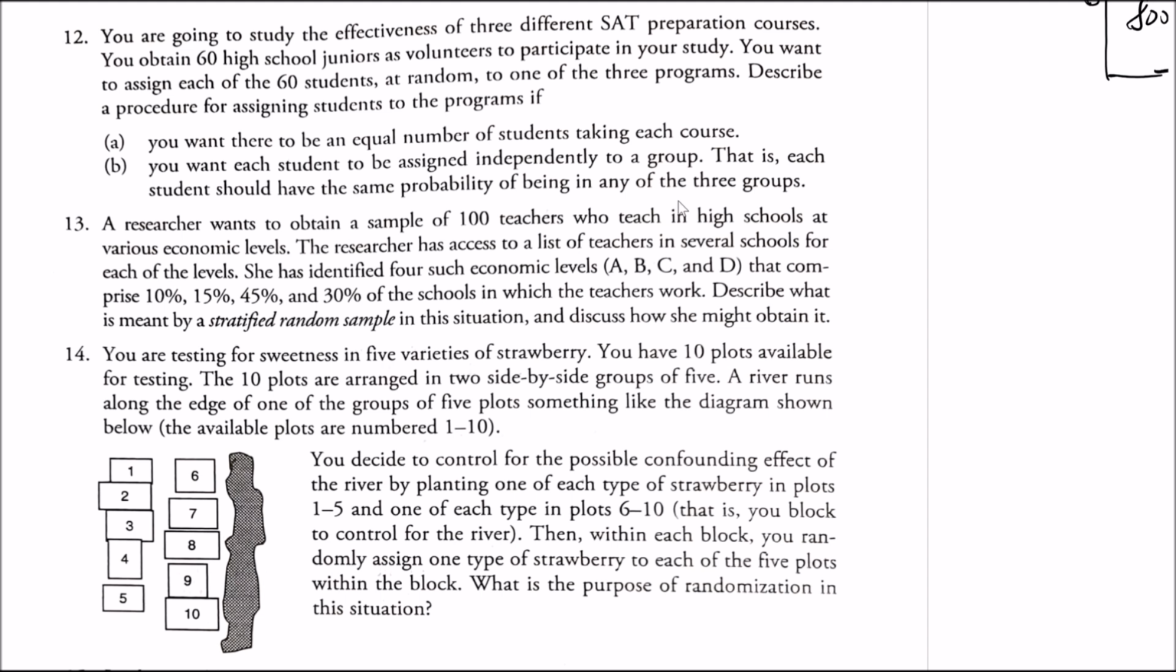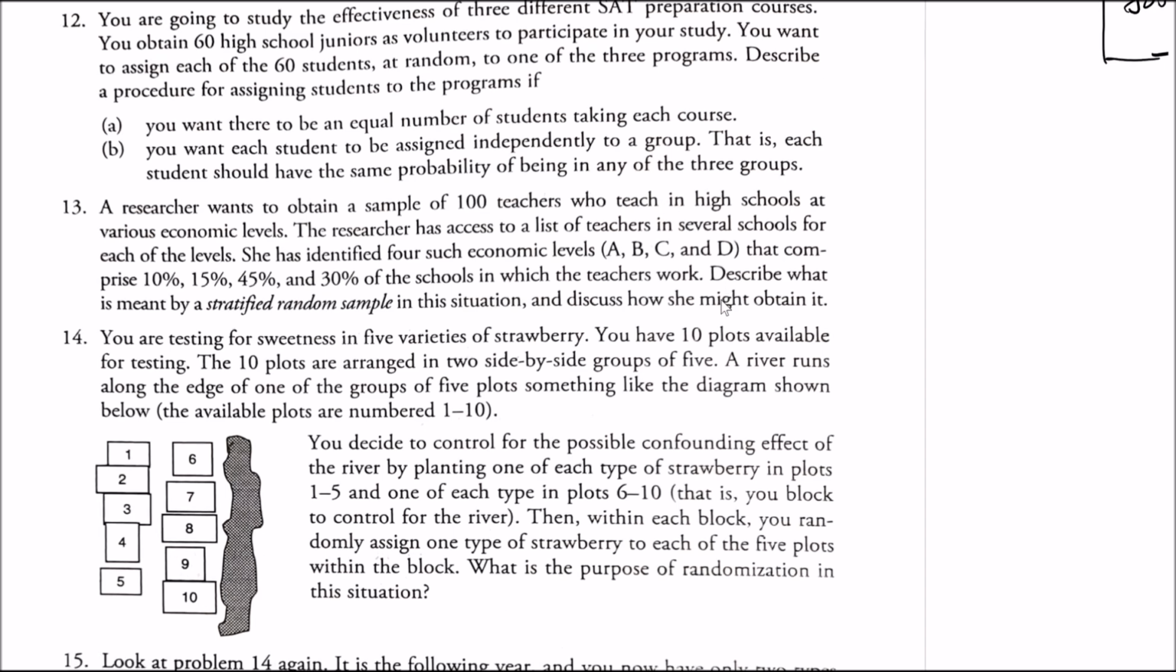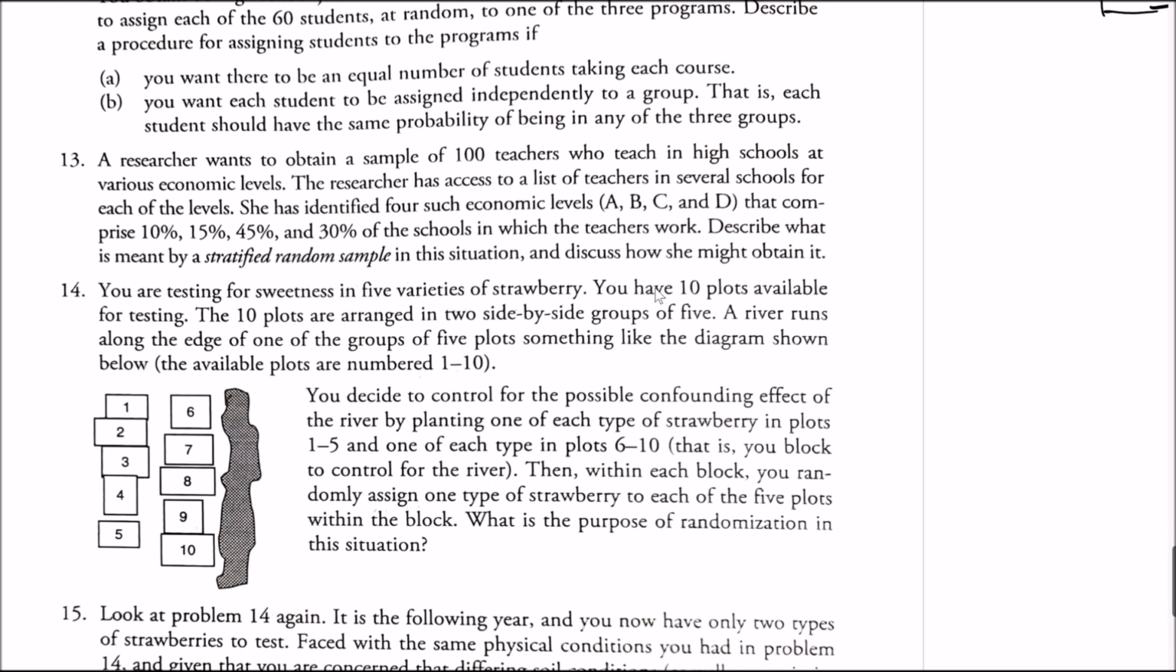Now, because it's independent, the chance of being in a particular group is 1/3. So it's the same probability for being in any of the three groups, right? Where that's not necessarily the case for Part A. The chances actually change as you pick more students and assign them into groups, right? So something to keep in mind. All right, so that was Part B.